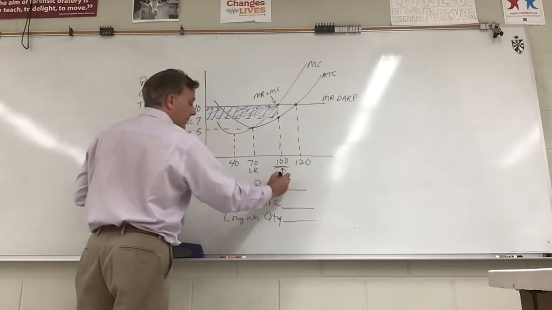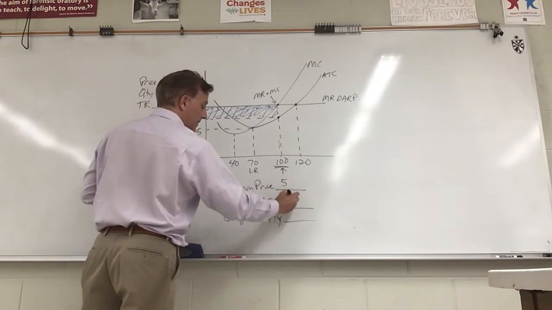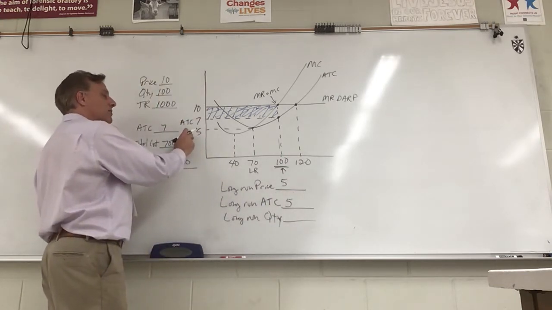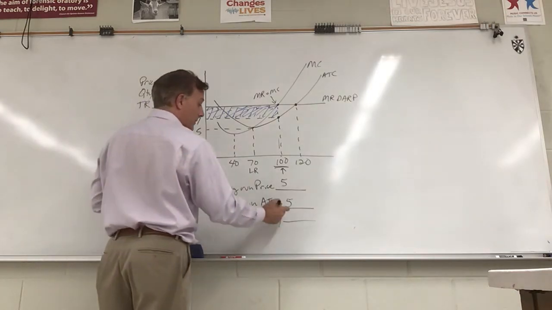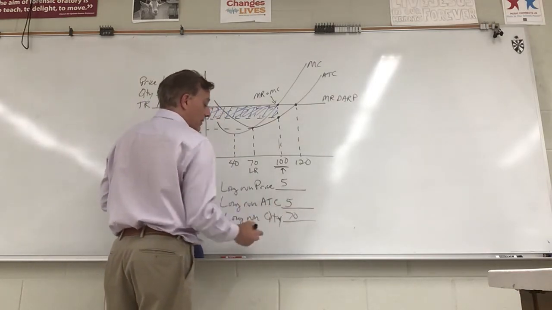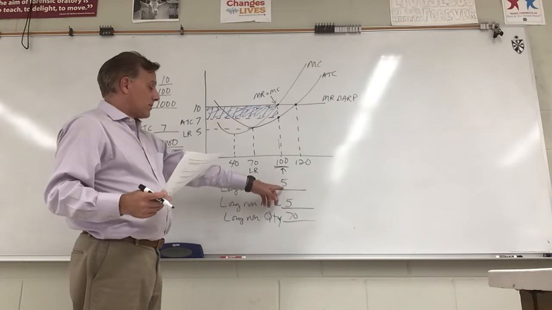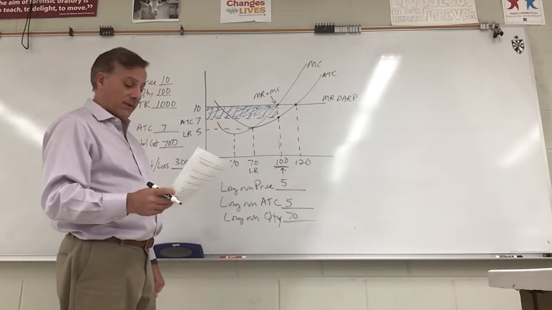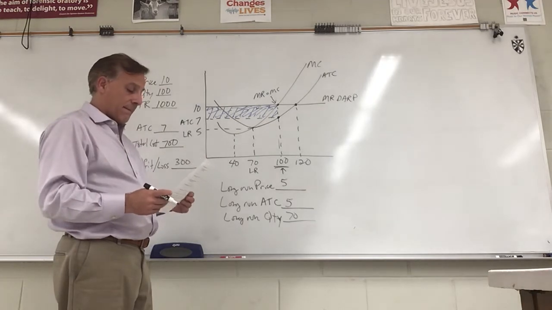So my long run price is 5, long run ATC is 5, average total cost is also 5, my long run quantity is 70, and then the total revenue and total cost are both going to be equal to 350. Okay, all right.